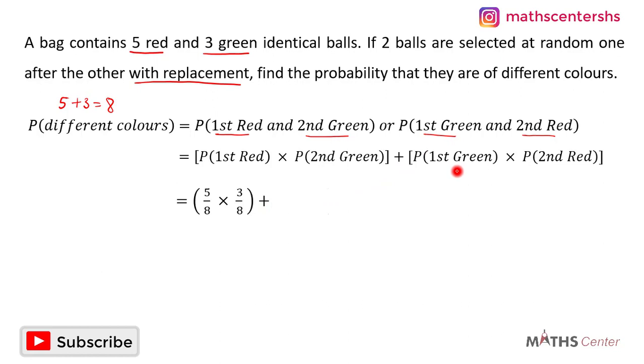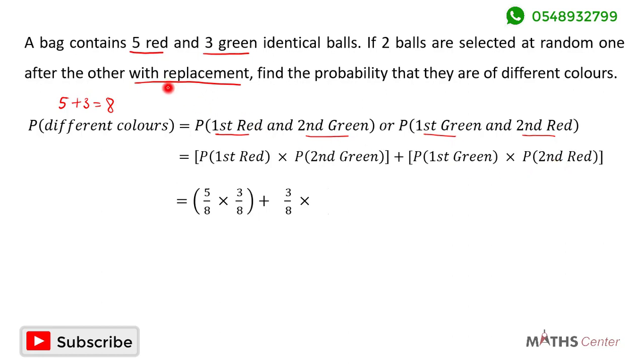Now let's go to the second instance. The second instance is that the first is green and the second is red. We are selecting a green ball. The number of green balls in the bag is 3. The total number of balls is 8. So the probability of selecting a green ball will be 3 divided by 8, times, let's find the second one, which is the probability that the second is red.